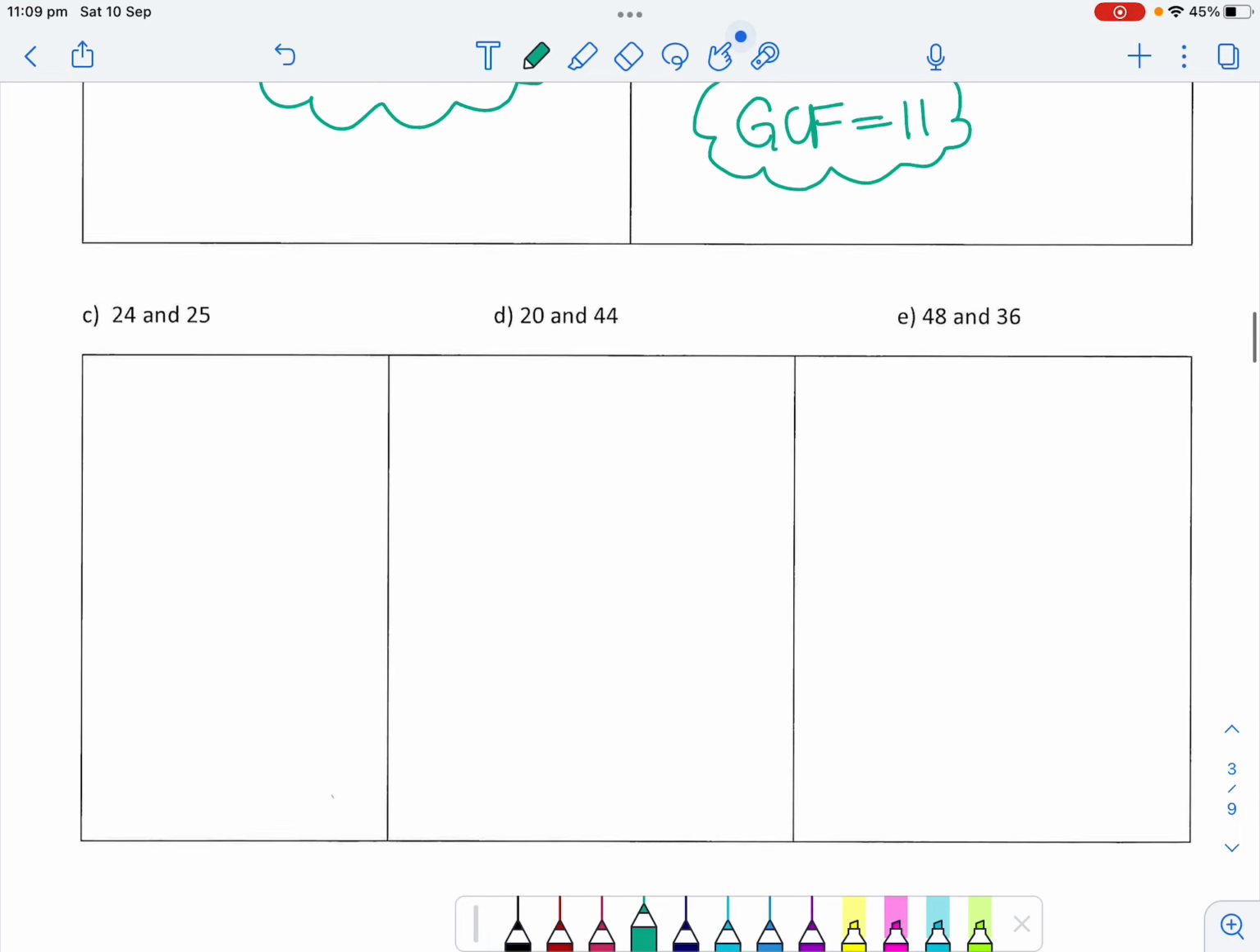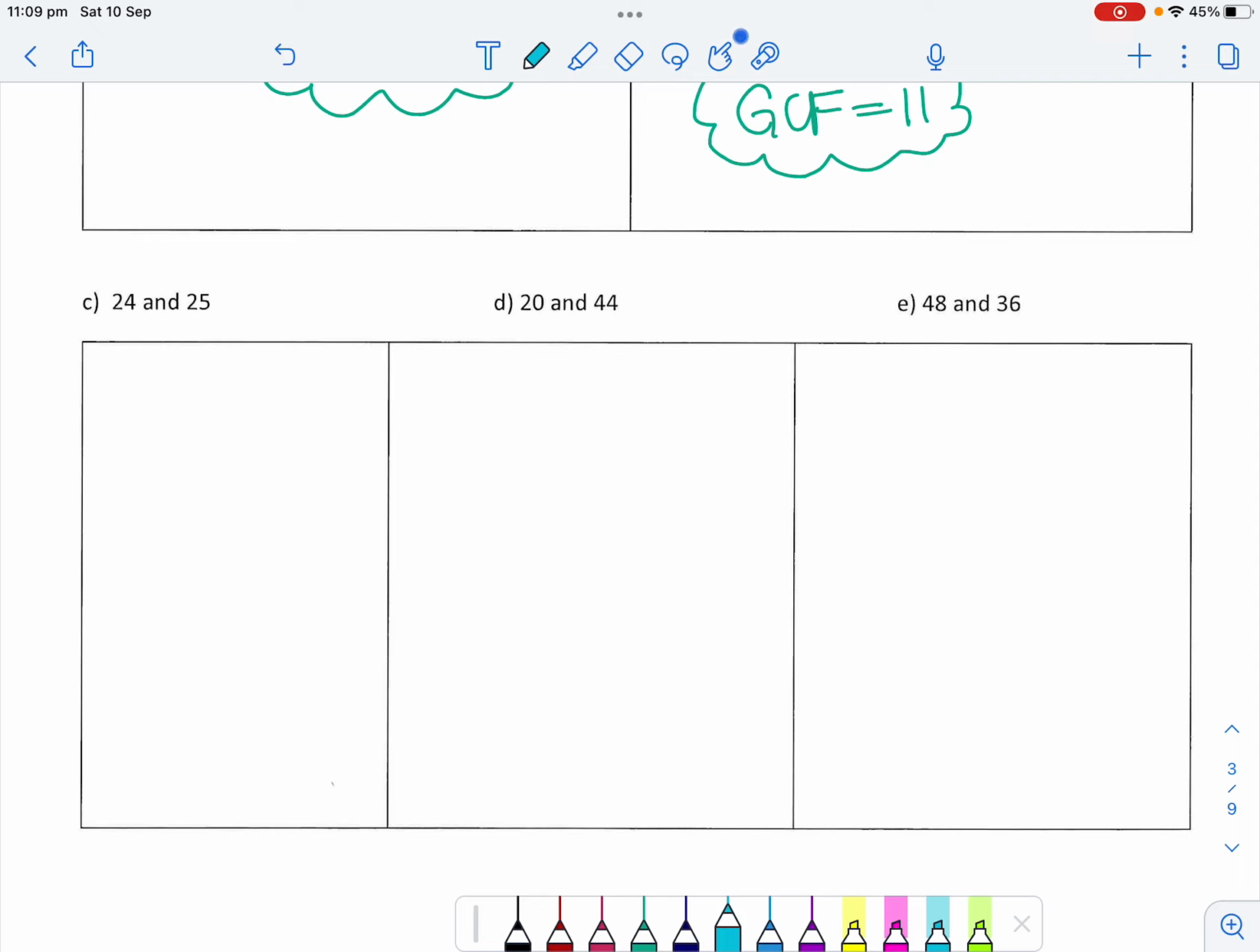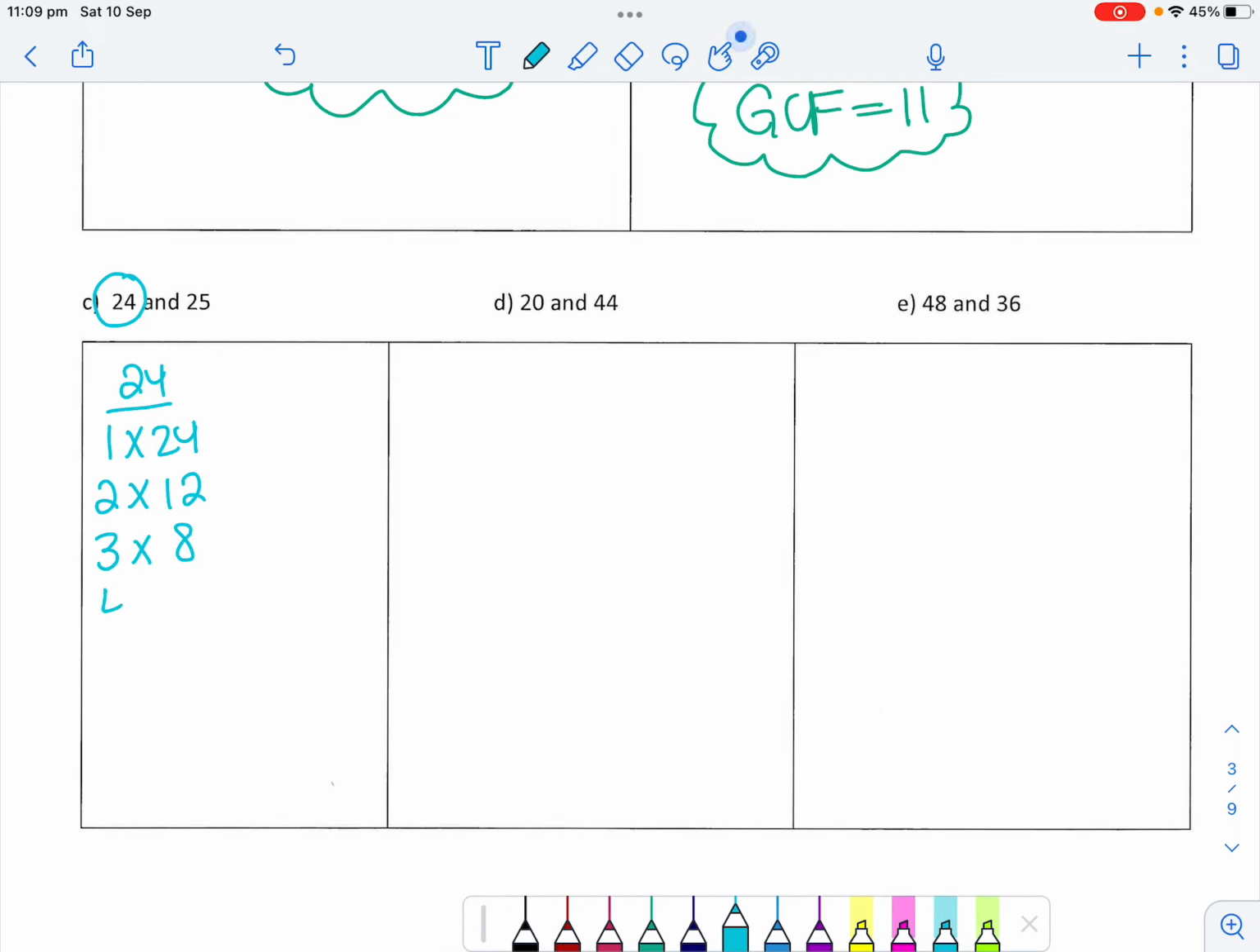In part C, I've got 24 and 25. I'm going to start by finding the factors of 24 because it is the smallest number. So 1 times 24. 24 is an even number, so 2 times 12. 2 is a factor of all even numbers. 3 goes into 24, 3 times 8. And then 4 also goes into 24 with 4 times 6.